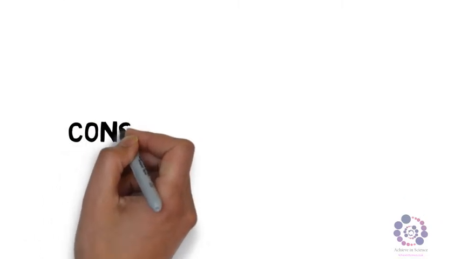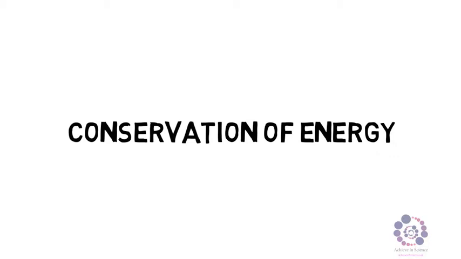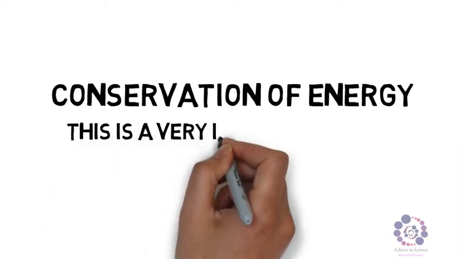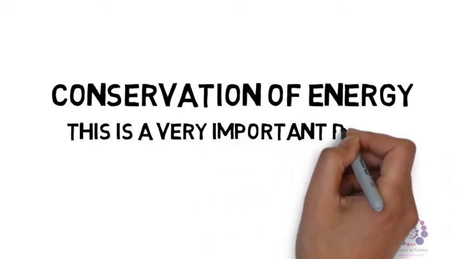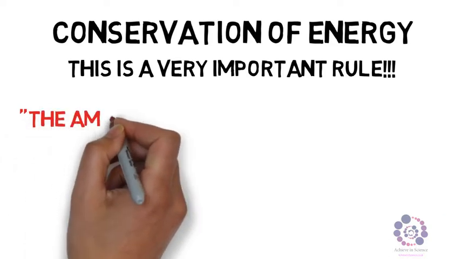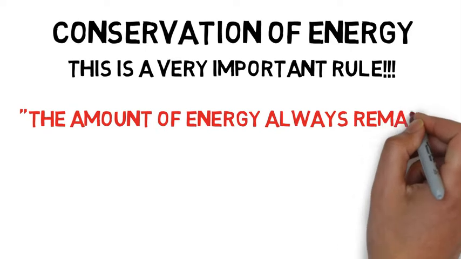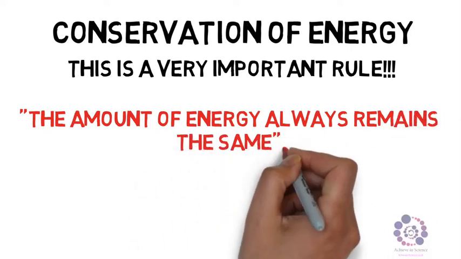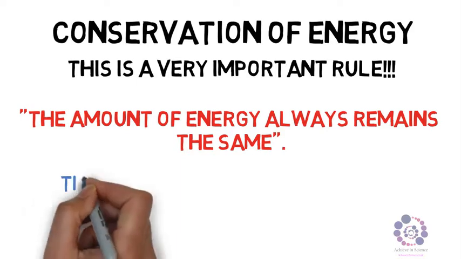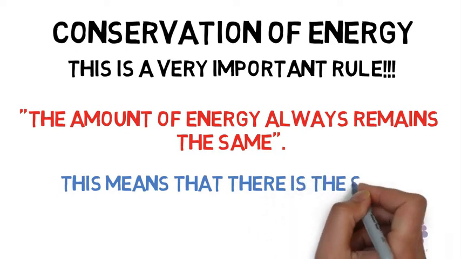Now you need to know about a law called the conservation of energy. This is a very important rule, and it states that the amount of energy will always remain the same. This means there is always the same amount of energy at the start of a process as there is at the end. In other words, energy cannot be created nor destroyed.